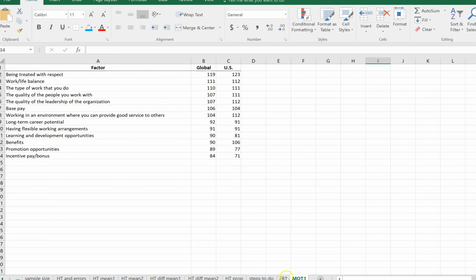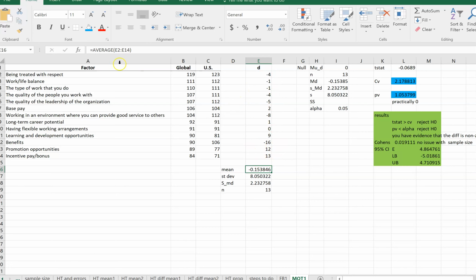MD. Now, how did I get that? Well, that's the mean of the difference, right? Not mu D, MD. Mean difference means it's the average of these numbers. Great thing about Excel, it can find the average quickly. Just go equals average of those numbers. And it is a small difference. Notice, that's a very small difference. It's very close to 0.